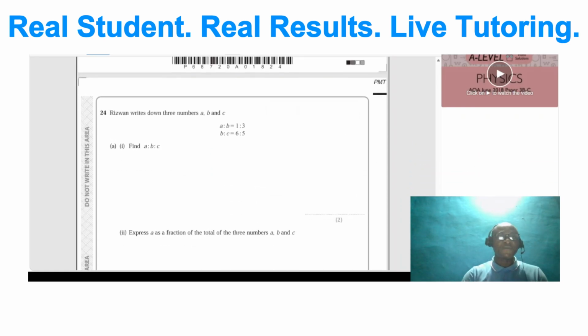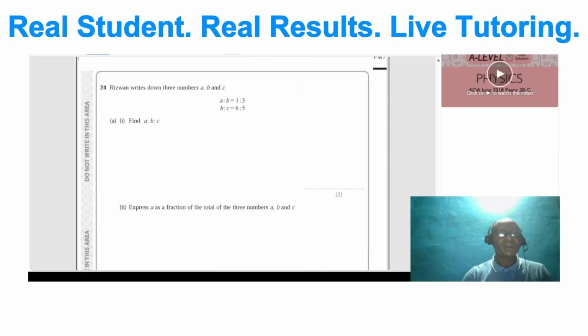So give yourself 2 marks for that question number 23. Okay, we'll move to question number 24, AI. The question said that we should find the ratio of A is to B is to C. So what do you think? I got 2 to 6 to 5.